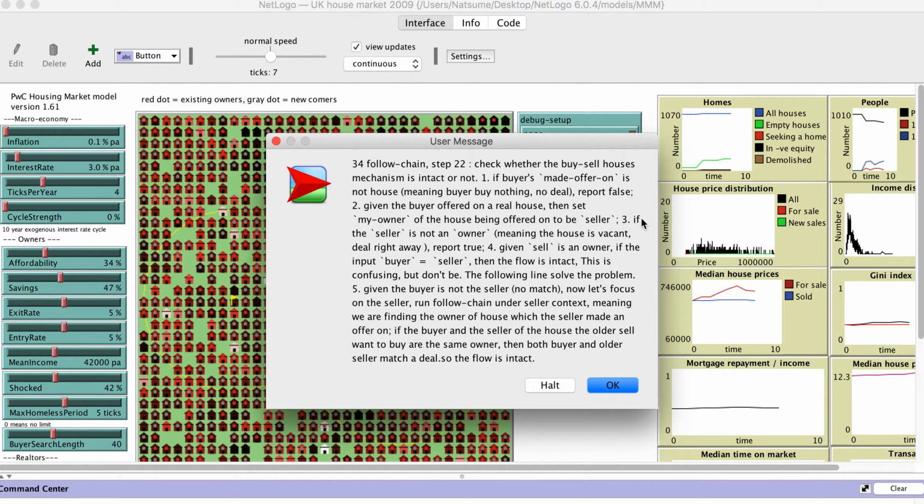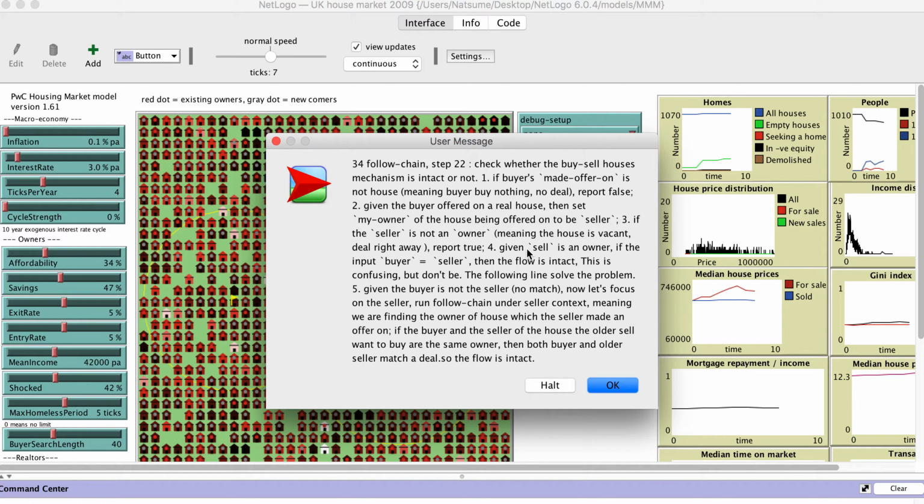And then if the seller is not an owner, meaning what? Meaning, okay, we do have a house, but the house does not have an owner. The house is empty, the house is vacant. So no seller to sell it, but this house is on sale, and there's a buyer willing to buy it. Of course, there is a deal. Okay, it's ready to sell. No need to negotiate with the seller, just meet the price and the deal is done. So we get the house right away. We report true. The chain is intact.